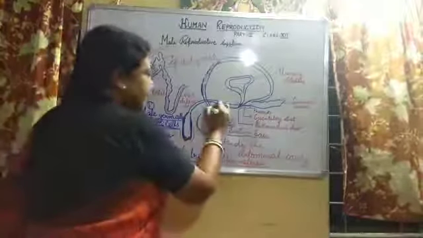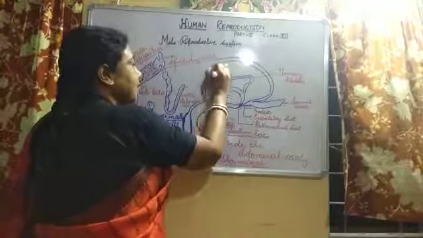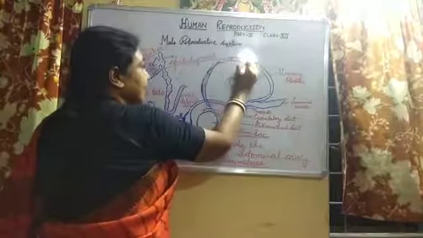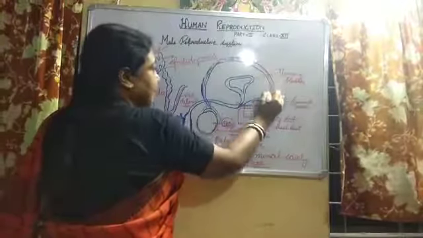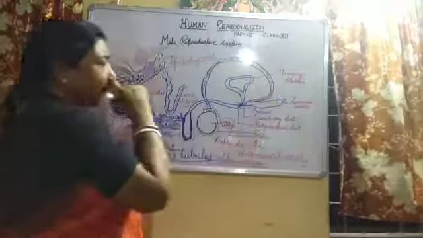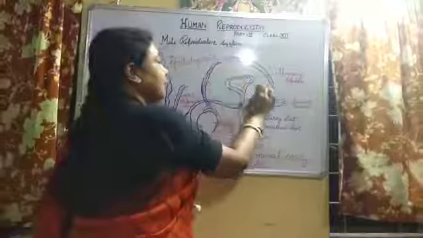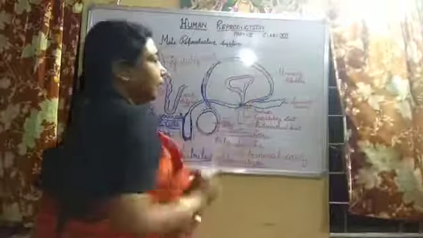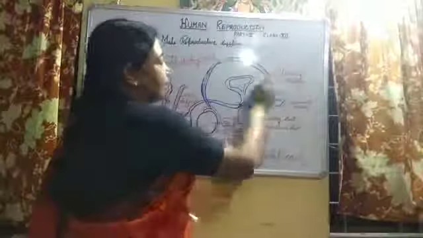From the epididymis, you see it is making its way through the vas deferens. Through the vas deferens, this spermatozoa is coming. Now, you can see a formation of a loop over a structure. Which structure? This structure is known as urinary bladder.